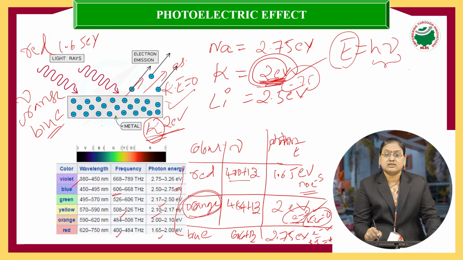That means this frequency only emits electrons without giving them additional energy. So this type of frequency is called as what? Threshold frequency. It is denoted by nu naught.